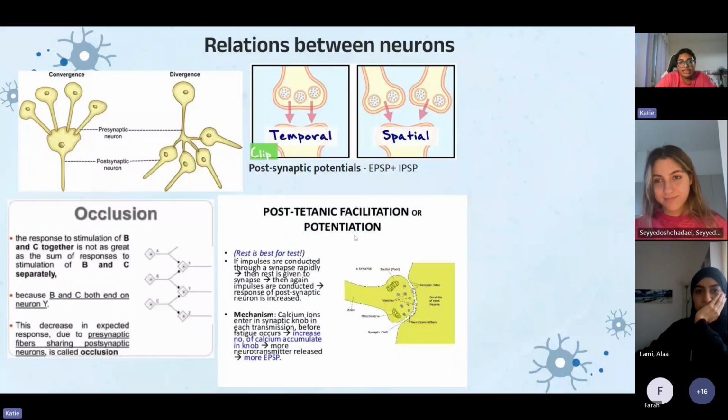Then you have post-tetanic potentiation. Post-tetanic potentiation is where impulses are conducted through a synapse, then the synapse is given a rest. Then again, impulses are conducted.